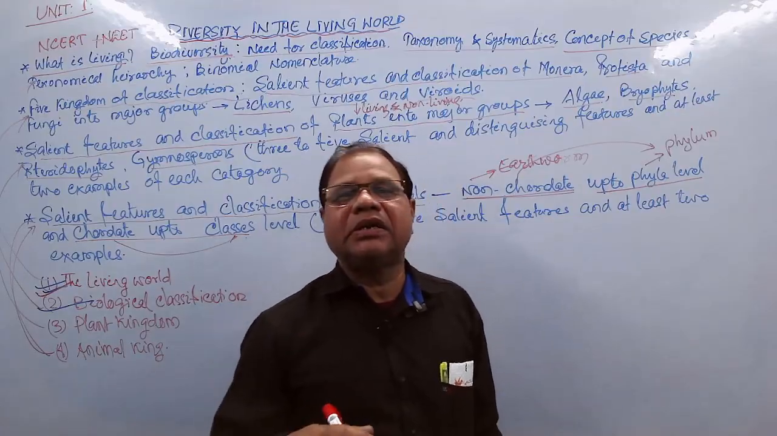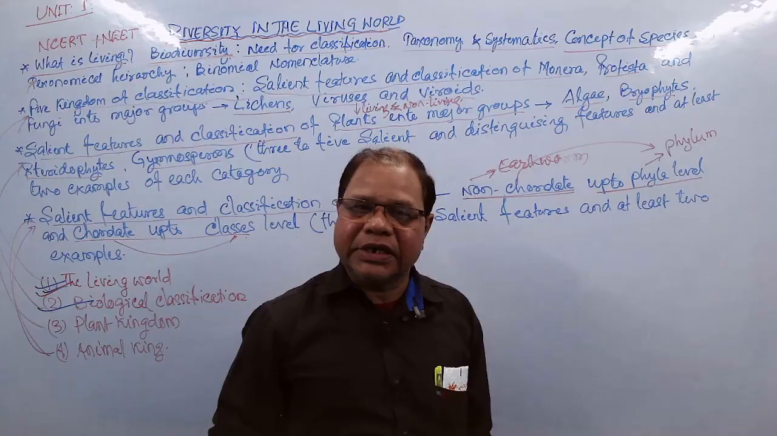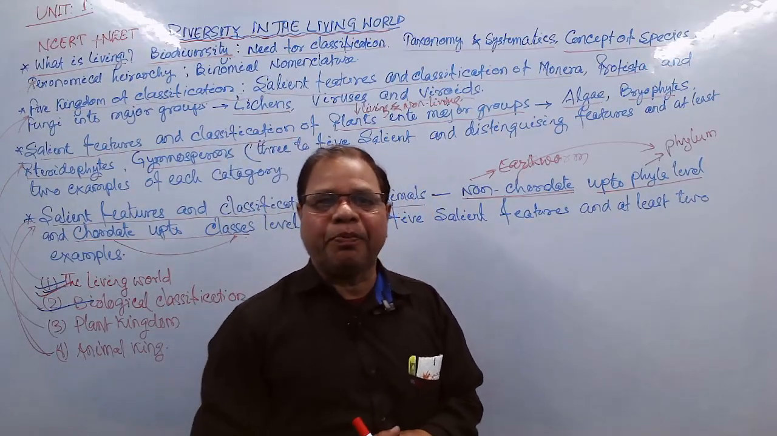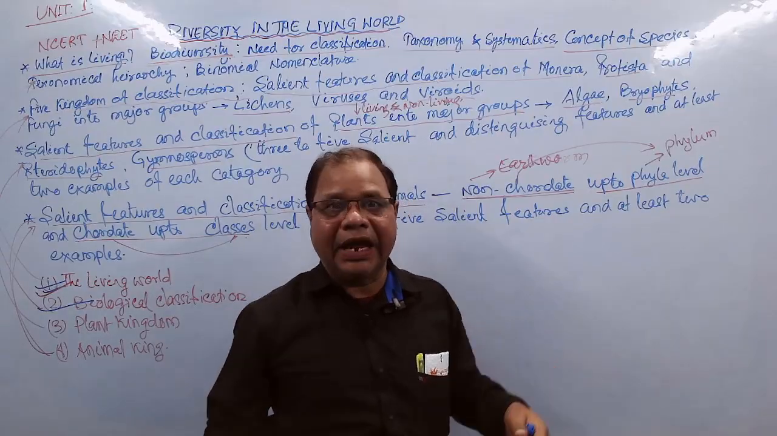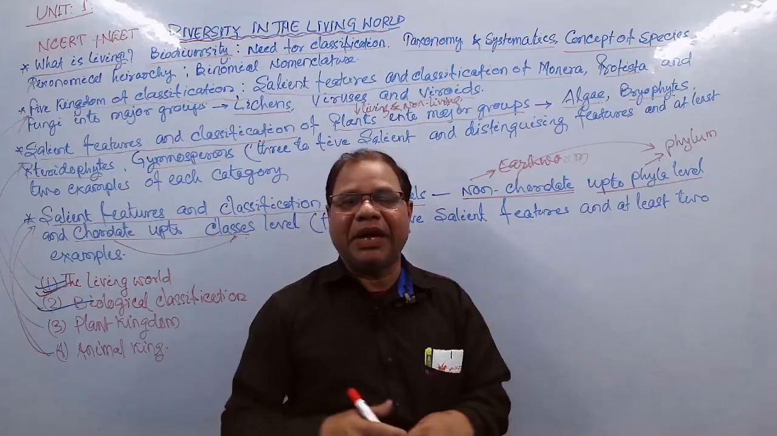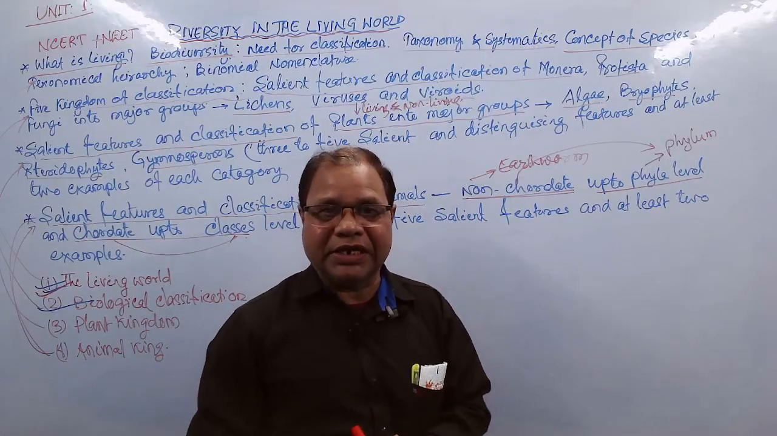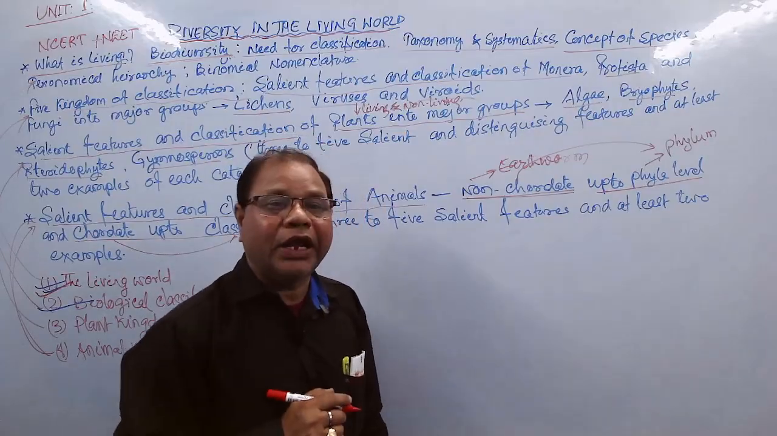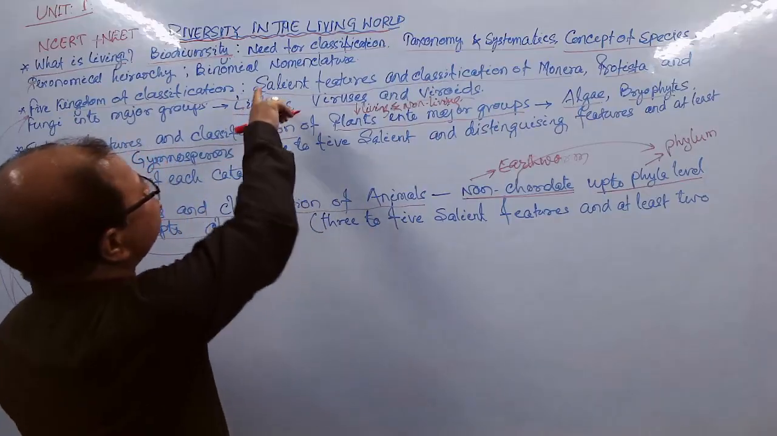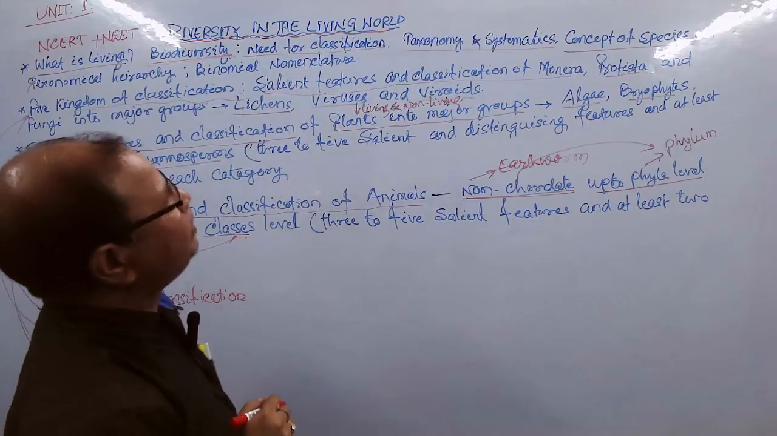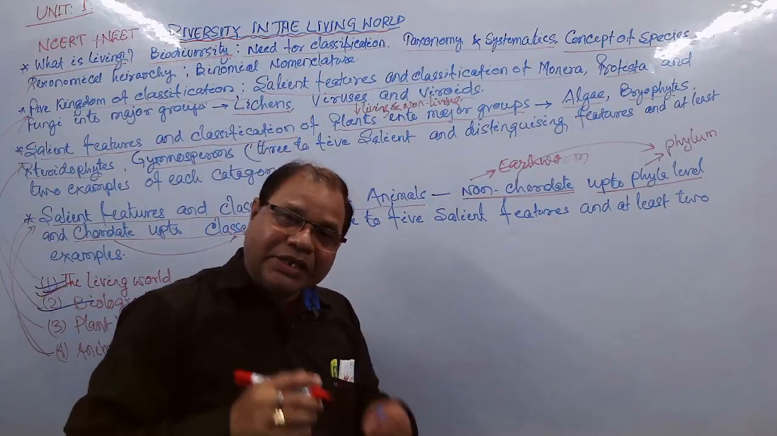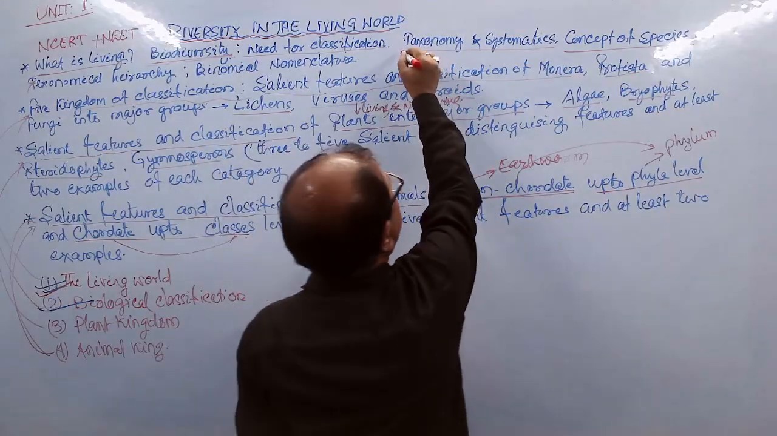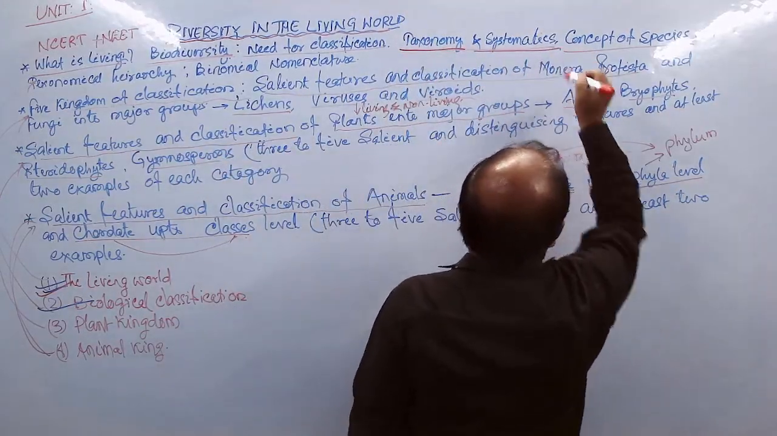Some animals became habituated to pass their life inside the water. Some animals are habituated to pass their life on land. Some animals are habituated to pass their life in burrows inside the soil. Like the same, systematic positions are needed for classification. So on the basis of classification, we see taxonomy and systematics.